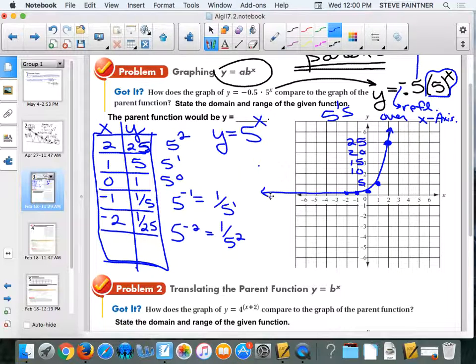Now what are we going to do to the parent? That 0.5 says do what? Compress it by a half, which means take the y value and shrink it by a half.